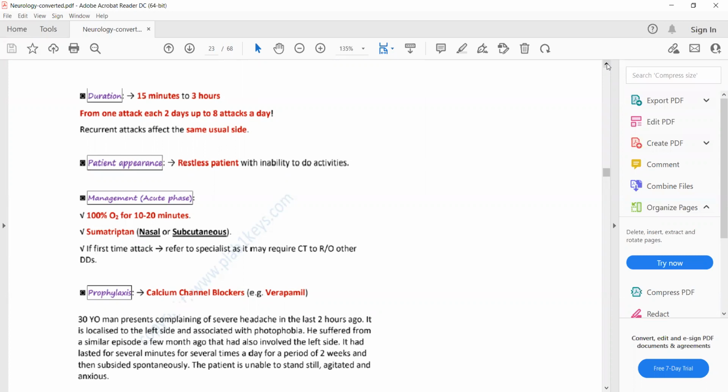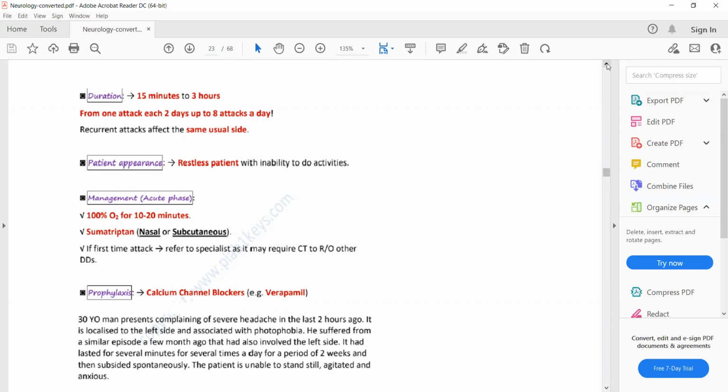Cluster headache. What are the points that are favoring the diagnosis of cluster headache? Because it started 2 hours ago and it is unilateral. Then there was a similar episode a few months ago, and it lasted for several minutes, and then after 2 weeks it spontaneously resolved, and then there was another attack. So the agitated and anxious state again goes for cluster headache.